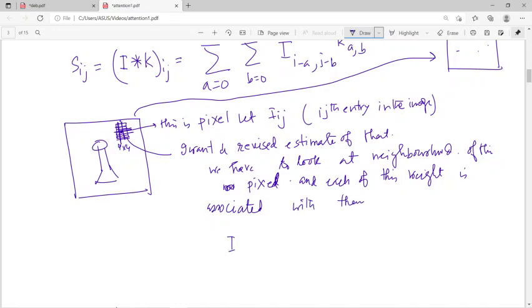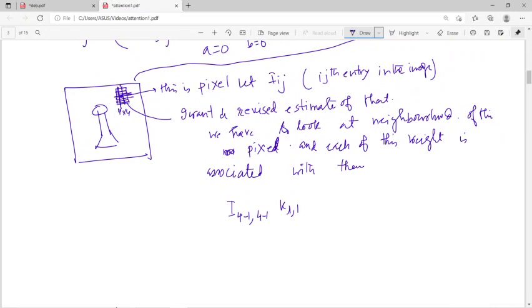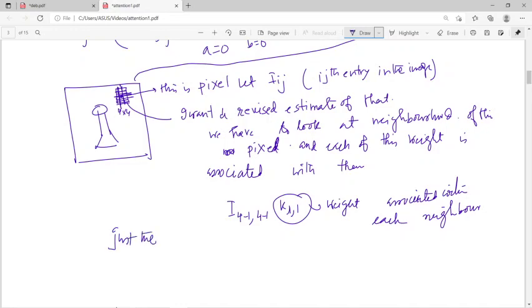So in that particular case, this is 4 minus 1, 4 minus 1, and this is k11. You just see the formula, i minus a, j minus b, and kab. That means that is nothing but the weight associated with each neighbor. So it is just a weighted average of all the neighbors, that I am doing here, about 2D pixels.